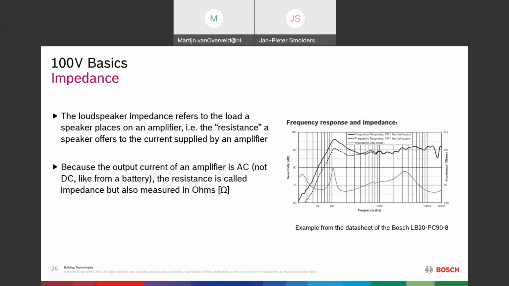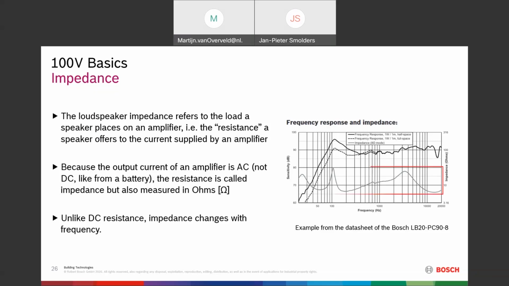Now, in an audio system, the output current is alternating. It's AC. It's not direct. It's not DC like from a battery. And therefore they call the resistance not resistance, but they call it impedance. But it's also measured in ohms, so that is the same, only because of the fact that it's at different frequencies, the resistance is called impedance.